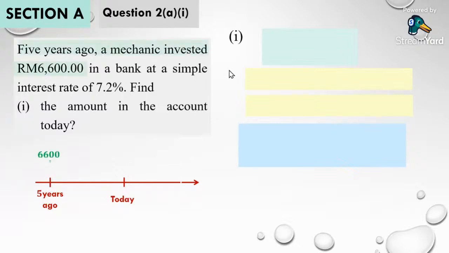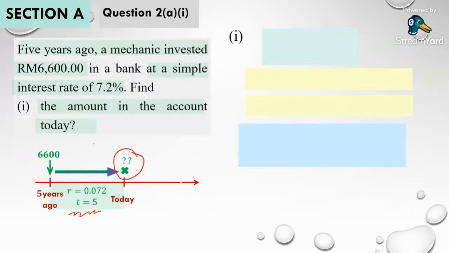First of all, 5 years ago, the mechanic invested RM 6,600 into the account. Like what you see in the timeline here, this is the amount invested 5 years ago. Then it grew until today under the simple interest rate of 7.2%. From 5 years ago until today, the duration is 5 years, t equals 5. What we are interested to find out is the amount accumulated today. So what is the amount here?